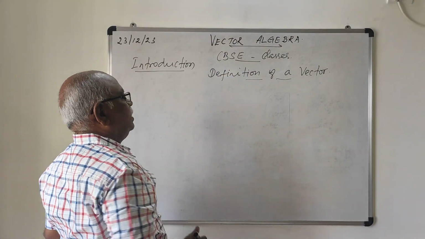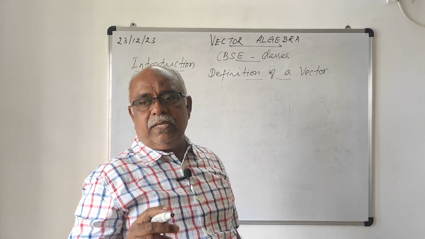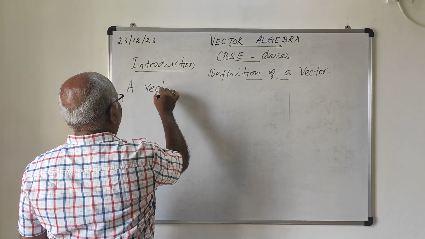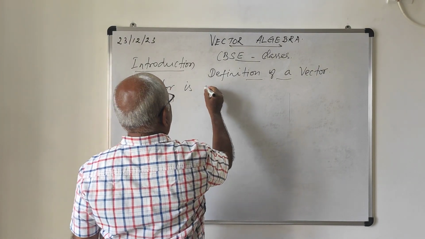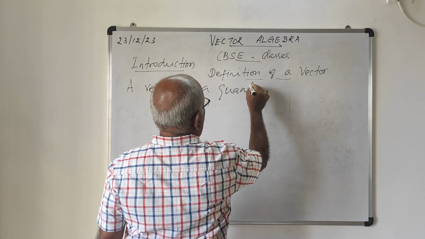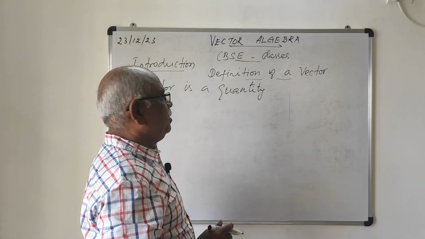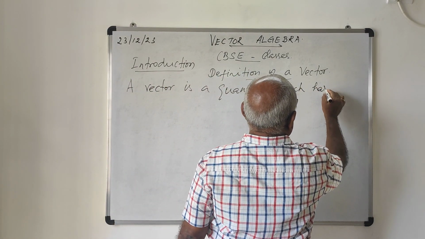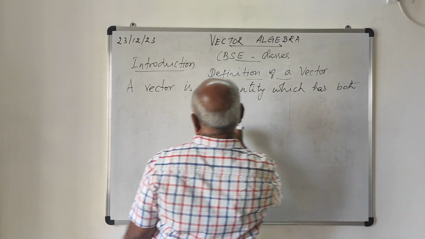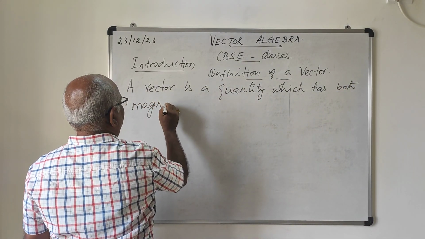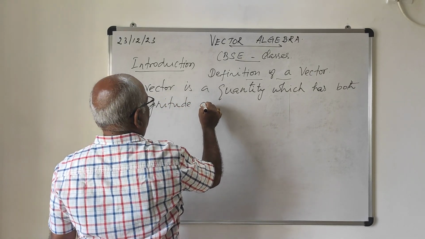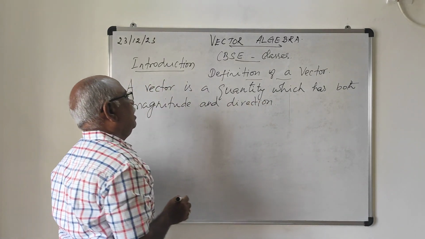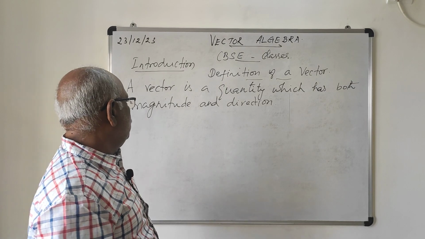See, definition of a vector. A vector is a quantity which has both magnitude and direction. A vector is a physical quantity. It's a quantity which has both magnitude and direction. This is the definition of a vector. So, a vector is a quantity which has both magnitude and direction.